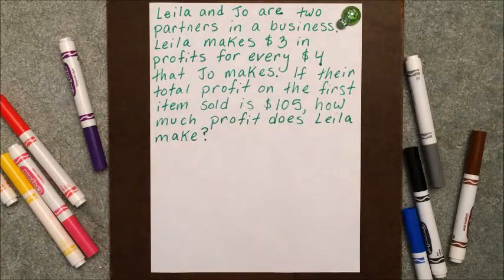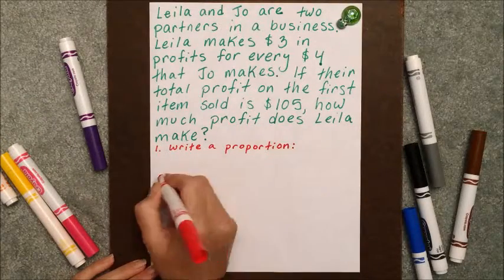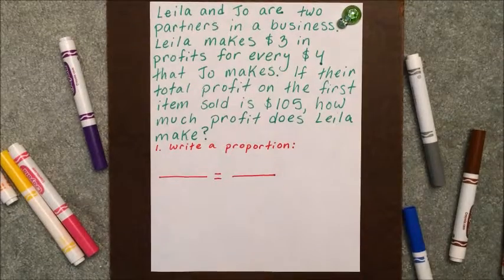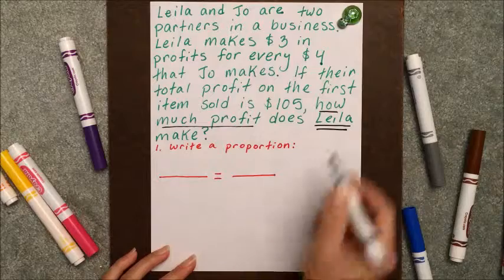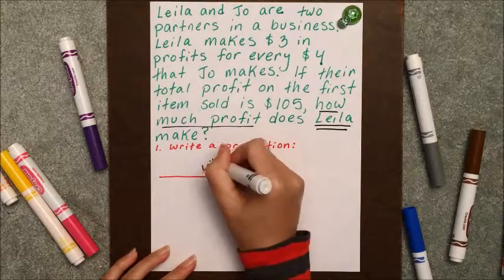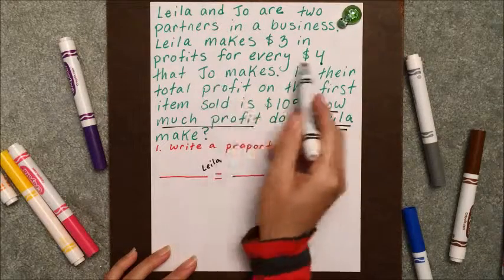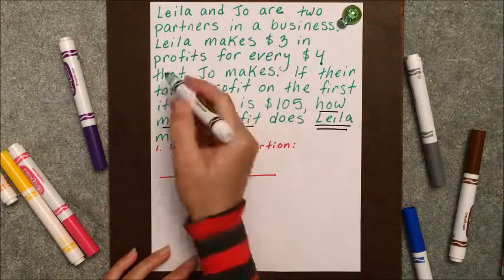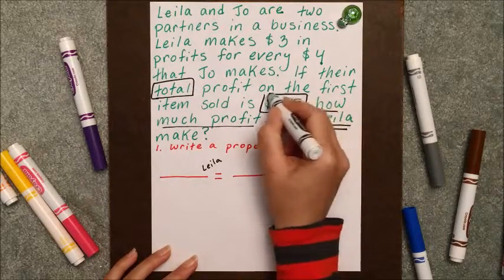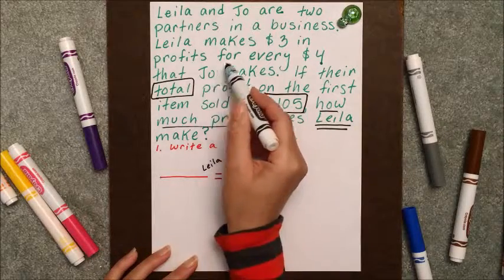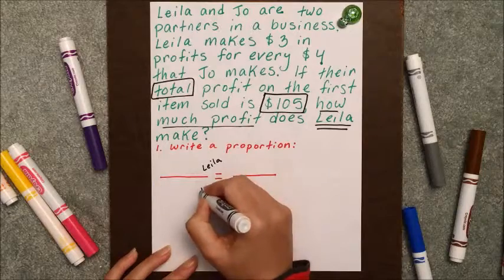Okay, so these kinds of problems have a lot of information, and we want to organize that by writing a proportion, or comparing two ratios. What we're looking for is how much profit Layla makes. So we know we need her in our ratio, because that's what we're looking for. We know how much she starts with, and we know the total amount of profit that they make after the first item sold. So what we can compare is Layla to the total amount.